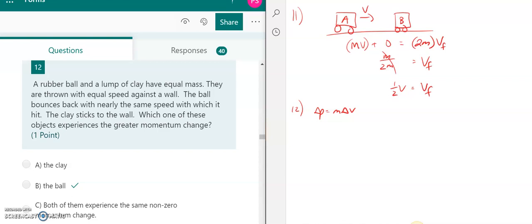The ball by far, because its velocity goes from being forward to being backward. That's a huge change compared to just going forward and then stopping, which is what the clay does. Right? Say this was 10 meters per second, and this is 9. That's a change of 19 because it switched directions. This, going from 10 to 0, is just a change of 10.